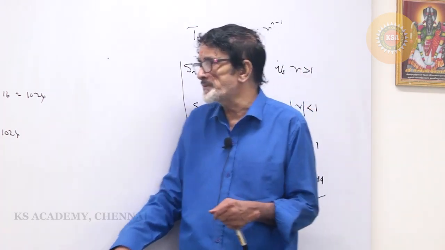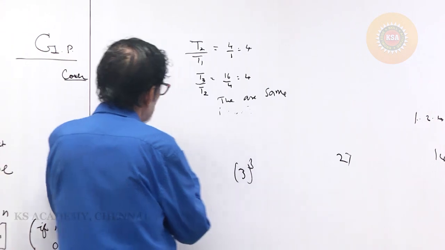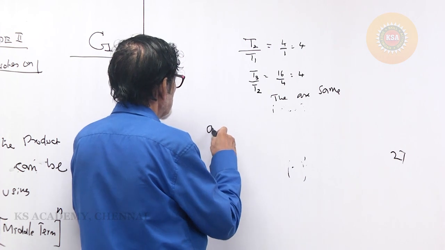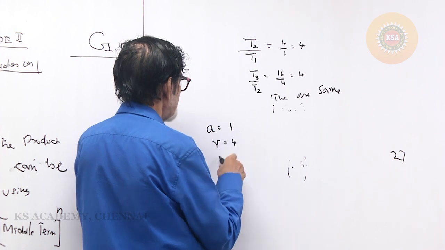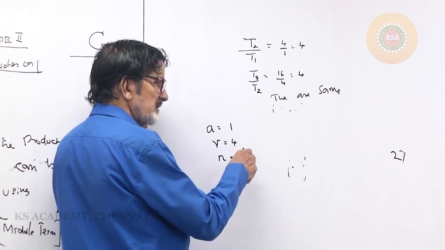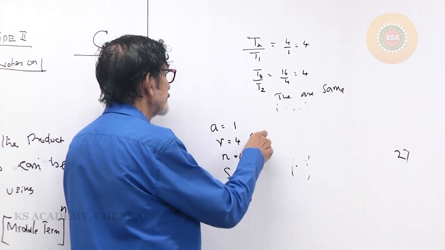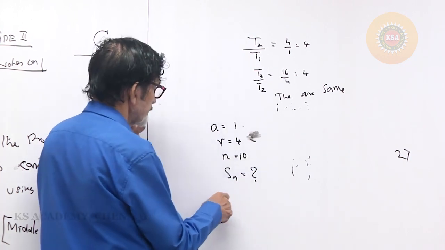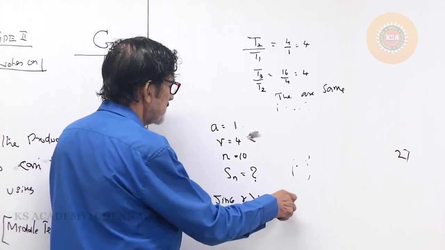Sum of 10 terms, S10 is asked. What is given, you write in terms of symbols: A, first term is 1, common ratio r is 4, n is 10. In the Tn formula, you have to put 10; for S10, n is equal to 10. Since r is greater than 1, use formula 1.